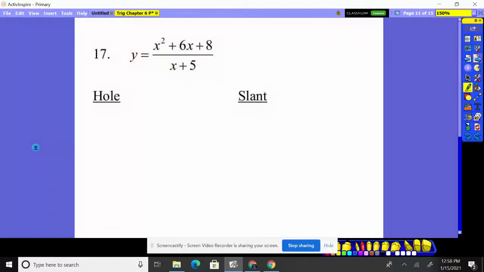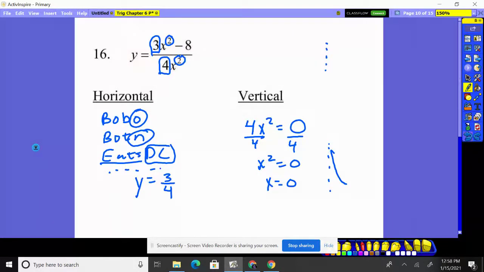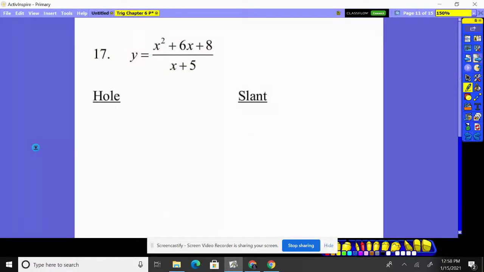Number 17, we're worried about holes and slant asymptotes. A hole occurs when the top can be factored and this x plus 5 would cancel out with another x plus 5 up top. Well, I can tell you looking at that, whoops, sorry about that, that looks like it's breaking to an x plus 4 times an x plus 2. That is what it breaks down to, x plus 4, x plus 2.